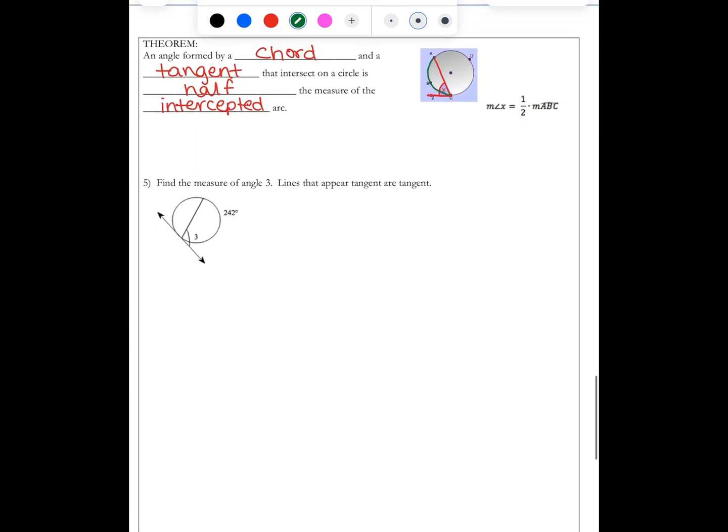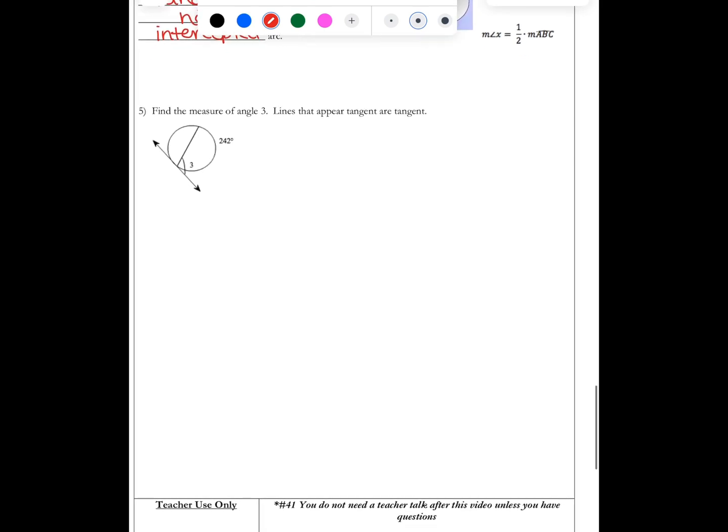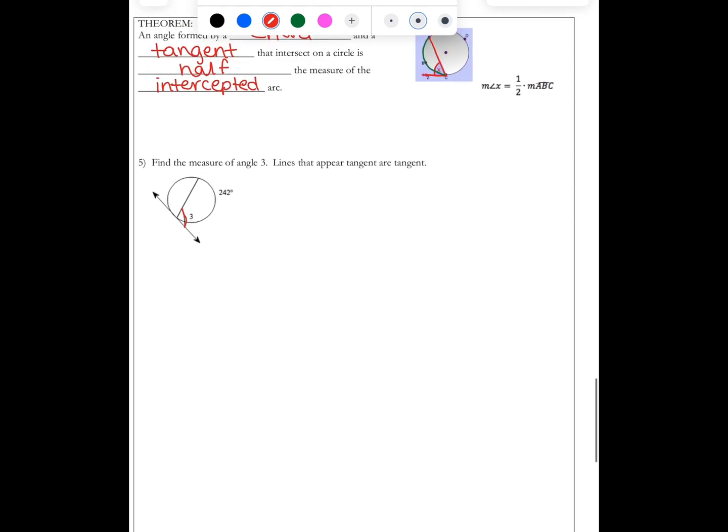So let's apply this to this first practice problem. It wants us to find the measure of angle 3. So it wants us to find this angle here. Using the previous theorem, we can state that the measure of angle 3 is equal to 1/2 of the arc, which in this case gives us 242 degrees. So that means that the measure of angle 3 is equal to 121 degrees.